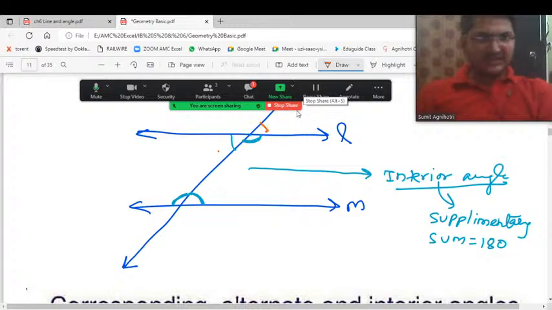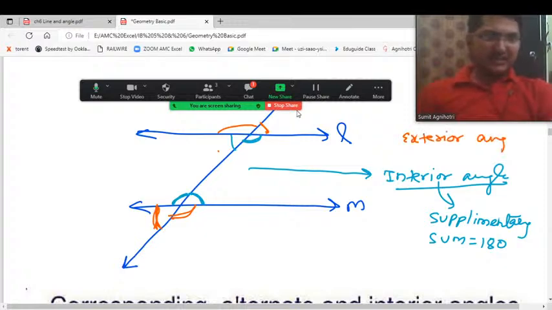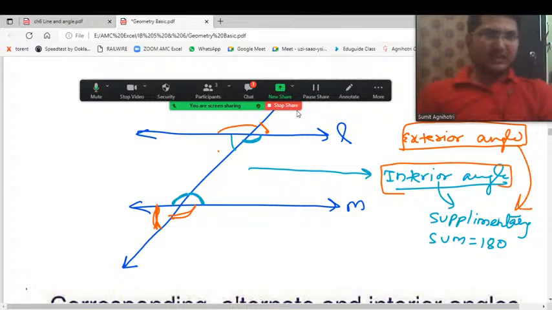What are those two? These are exterior angles. And similarly, these two are exterior angles. Got it? Yes, sir. Do you understand what are interior angles and what are exterior angles? Can you note it down in your record? These exterior angles and interior angles are supplementary. They both sum up to give you 180 degrees.